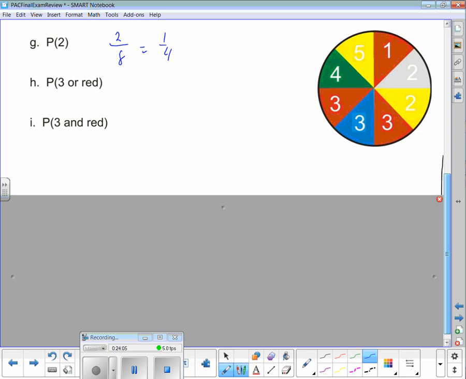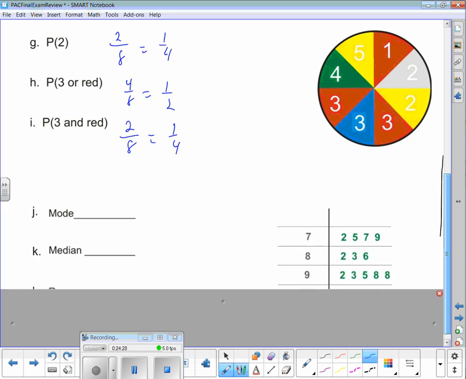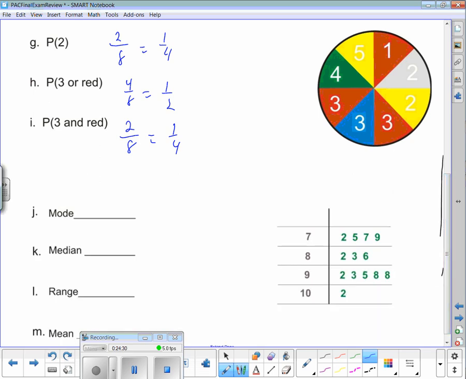3 or red. The 1 is a 3 or red, the 3 is a 3 or red, the 3 is a 3 or red, and the 3 is a 3 or red. That would be 4 out of 8. Now the last one, though, is P is 3 and red. There are only 2 that are 3 and red, and that would be a 1/4. All right, you got to be careful with the ors and the ands.